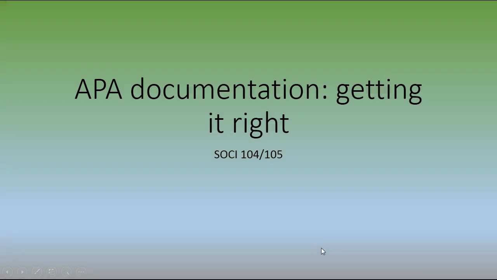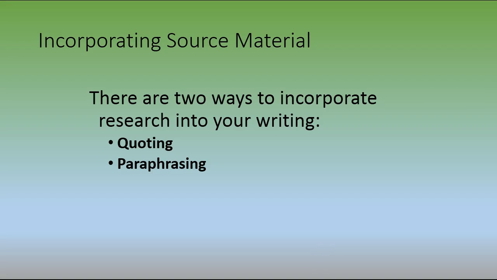In this video, we're going to talk briefly about how to properly use APA documentation in citing sources in your own writing, and we will also look briefly at plagiarism, how it happens and how we deal with it. Two basic ways to incorporate research into your own writing: quoting and paraphrasing. We'll talk about each in turn.